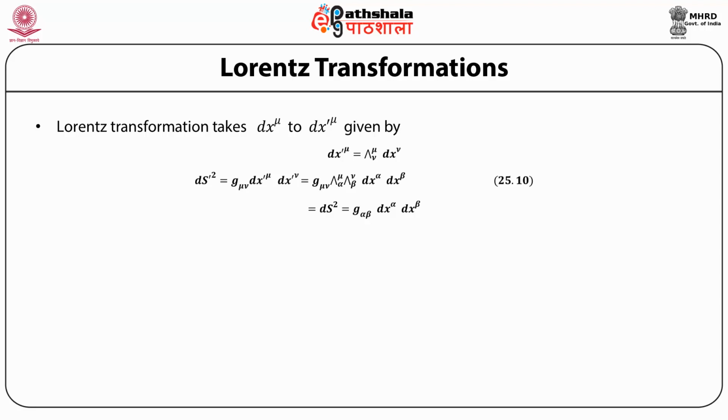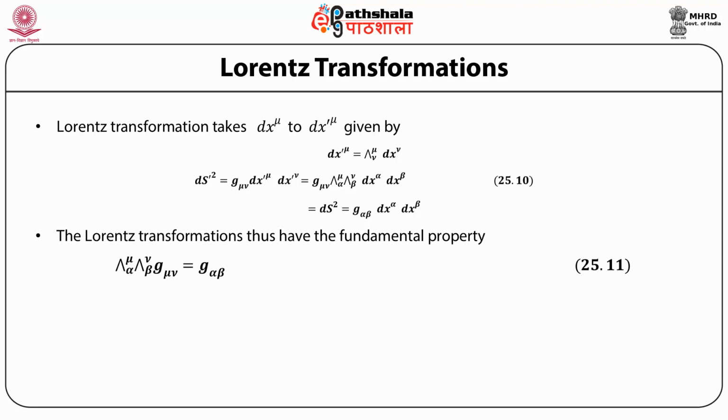ds'^2 is equal to g_{μν} dx'^μ dx'^ν, which is equal to g_{μν} Λ^μ_α Λ^ν_β dx^α dx^β, which is equal to ds^2 and is equal to g_{αβ} dx^α dx^β. The Lorentz transformations thus have the fundamental property Λ^μ_α Λ^ν_β g_{μν} is equal to g_{αβ}.